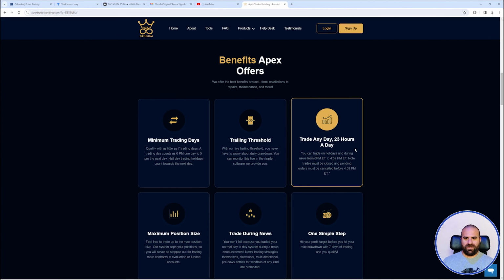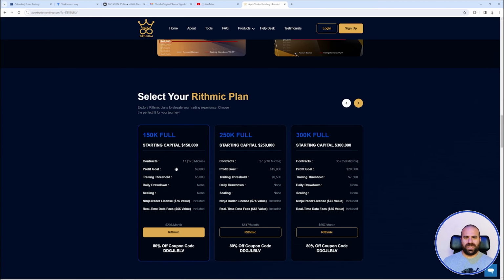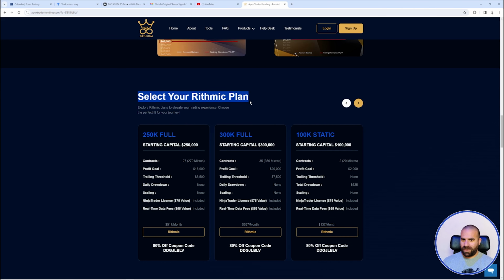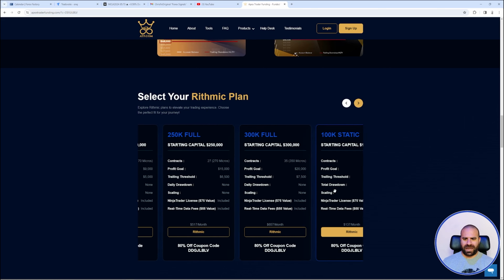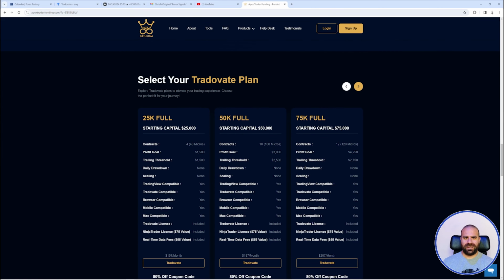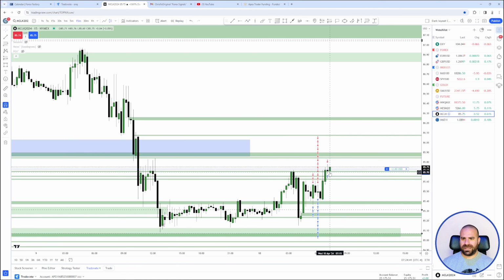I will take you through it very quickly. You can choose the Rithmic plan, which is cheaper, just a little bit cheaper, like $3 per account almost, or you can go ahead and select the Tradovate plan. Why do I generally use the Tradovate plan? Because with Tradovate you can connect it to your TradingView and trade from your TradingView instantly, which is actually amazing.